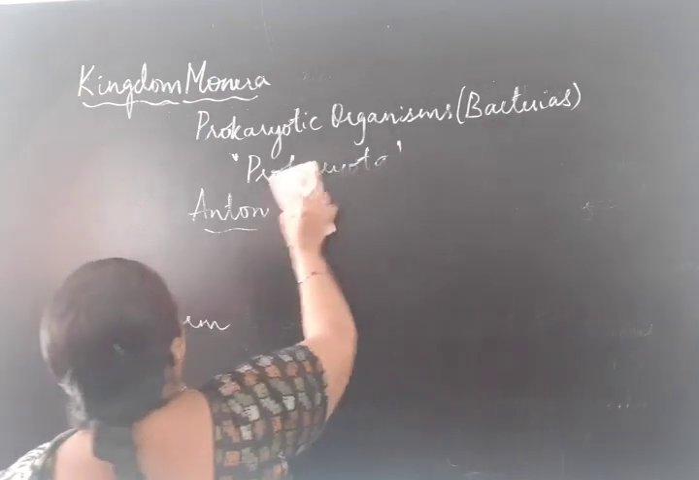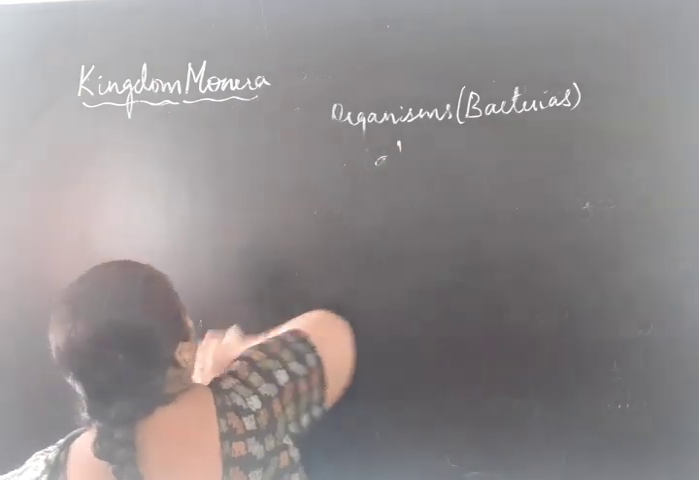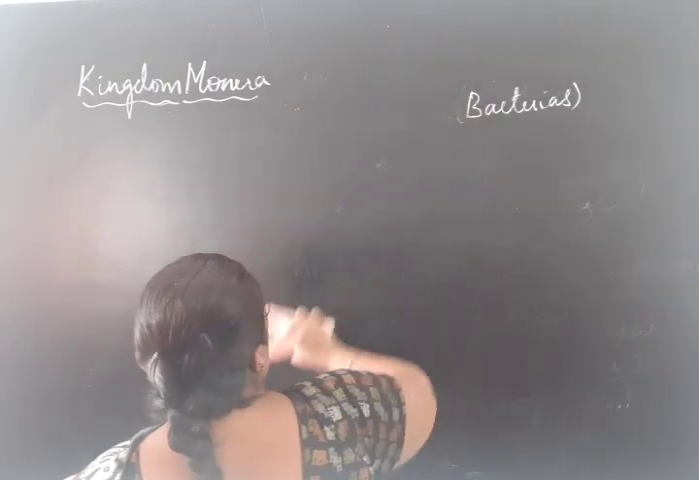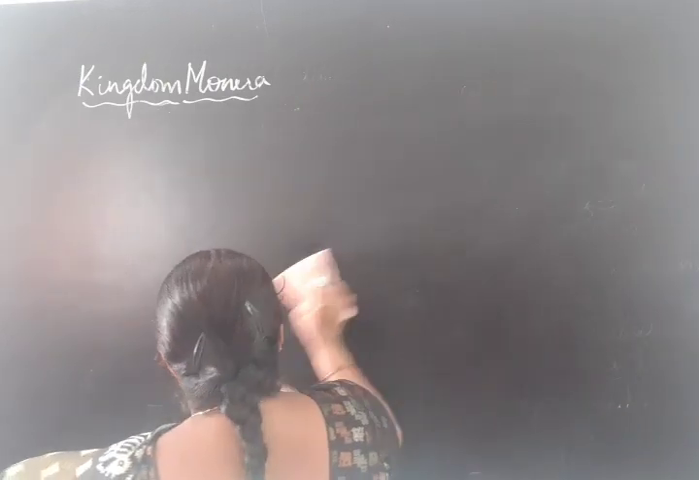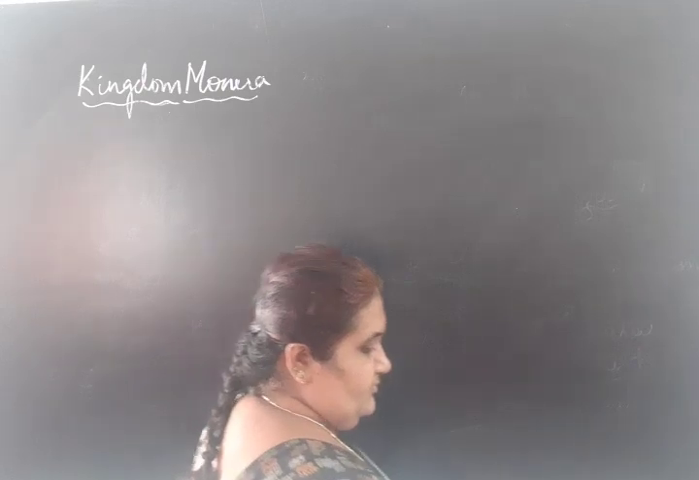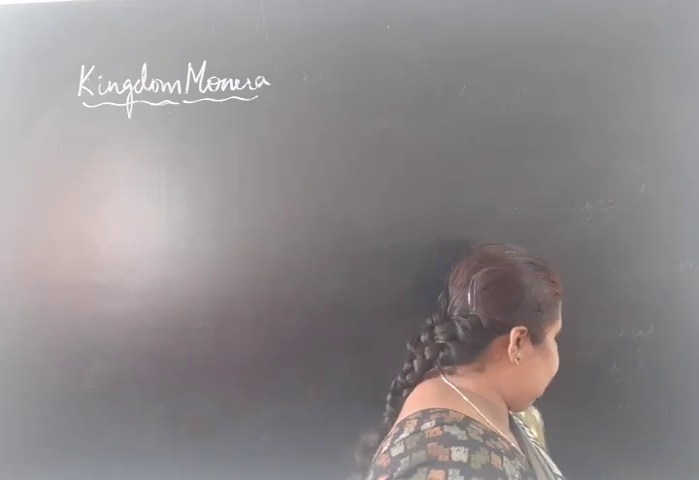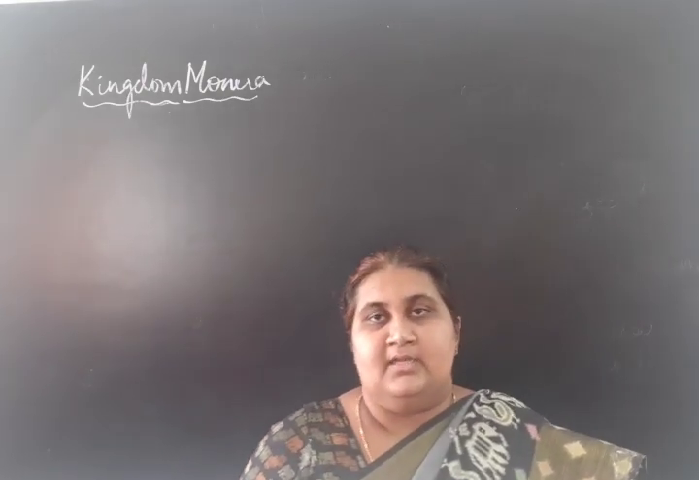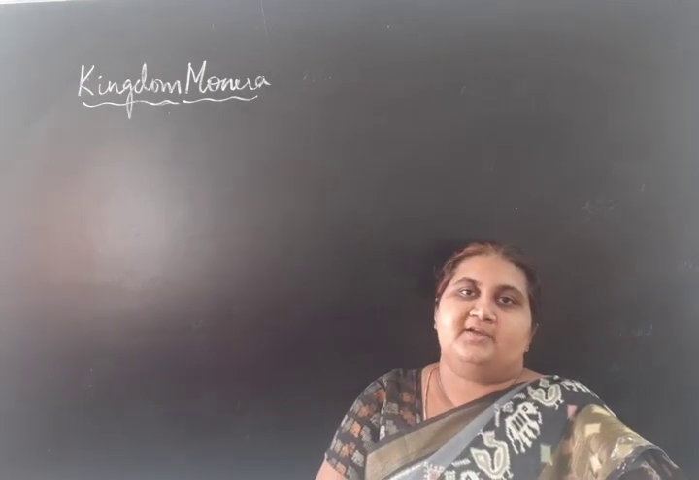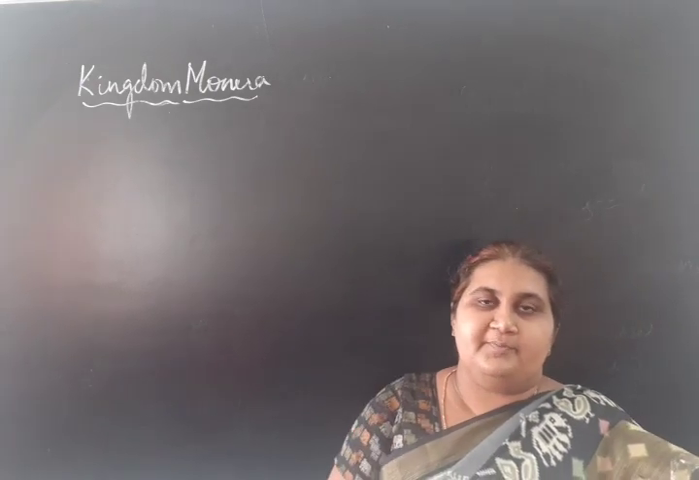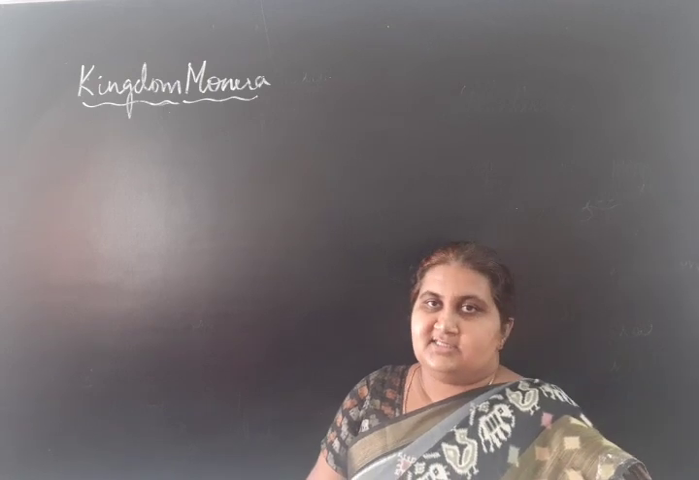So bacteria are the primitive group of organisms, microscopic in nature. Why do we call them primitive? Because the nucleus has not been organized.